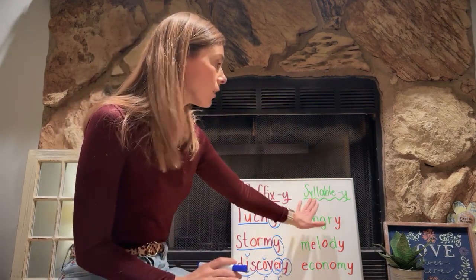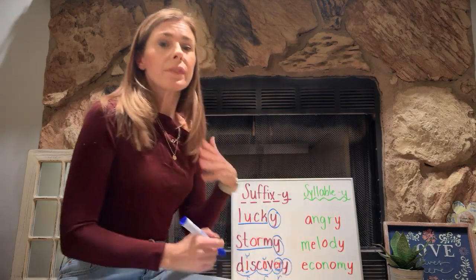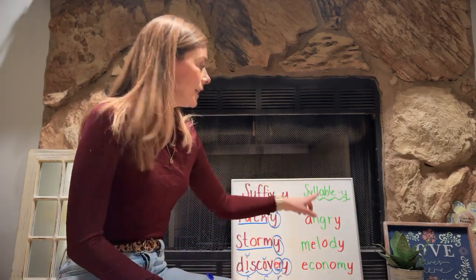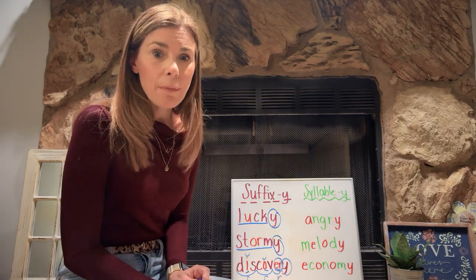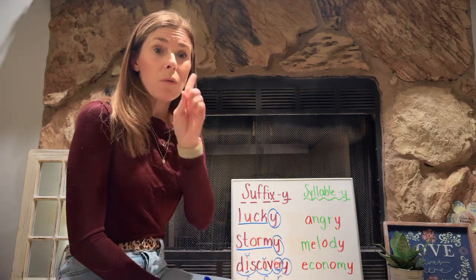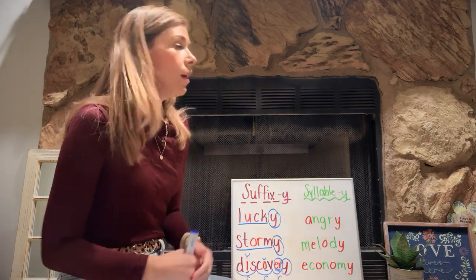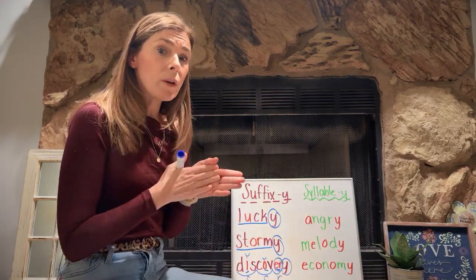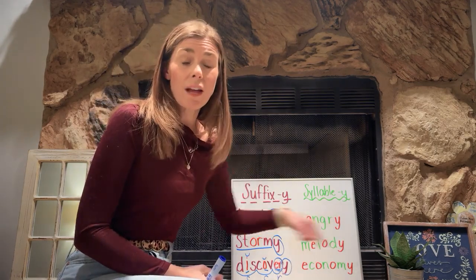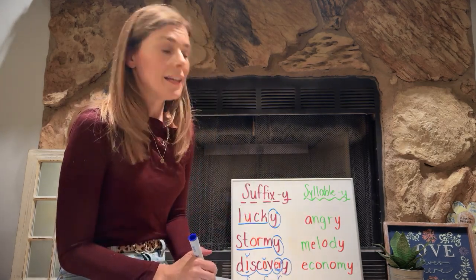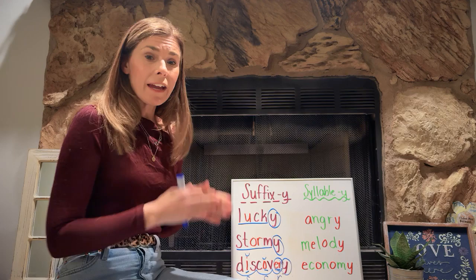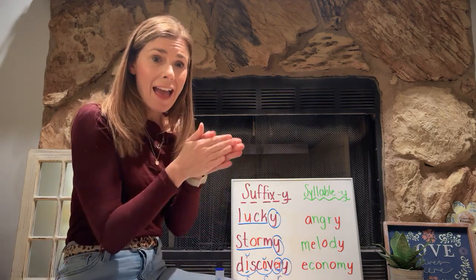Now, over here, you have syllable y. Syllable y makes an E sound when it's a multi-syllabic word. Syllable y in a one-syllable word says I, like in my and by and cry. Those say I. But when it's more than one syllable, which means more than one vowel sound, the Y is going to say E.